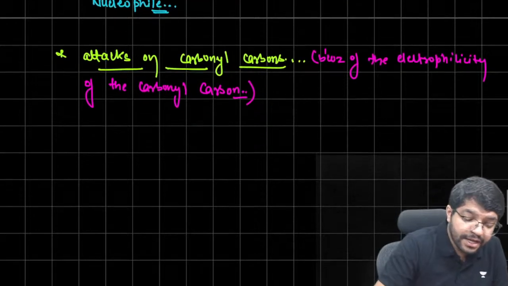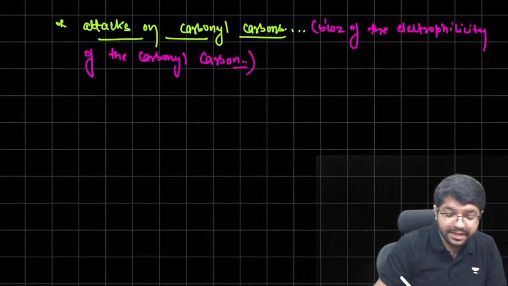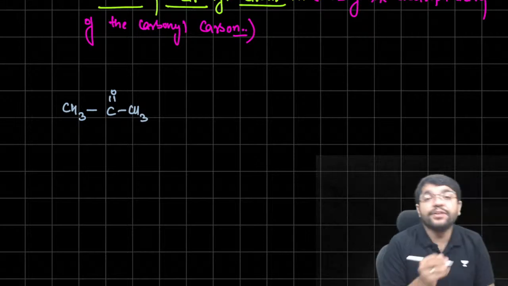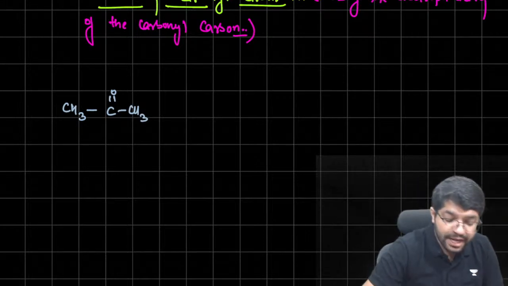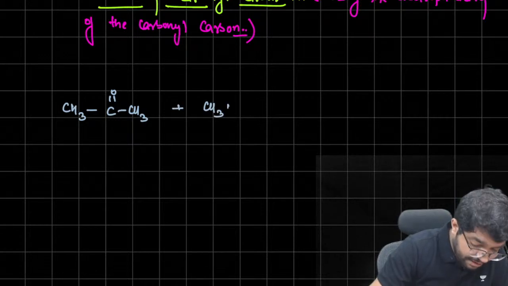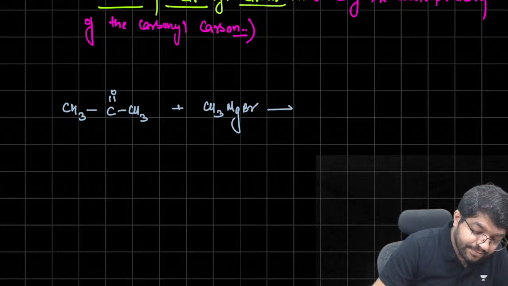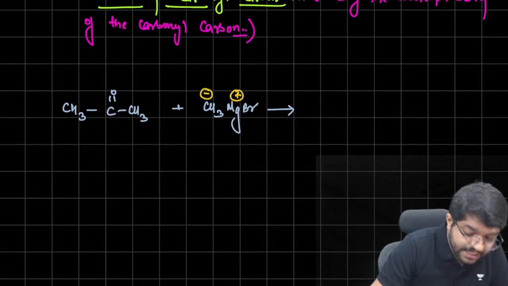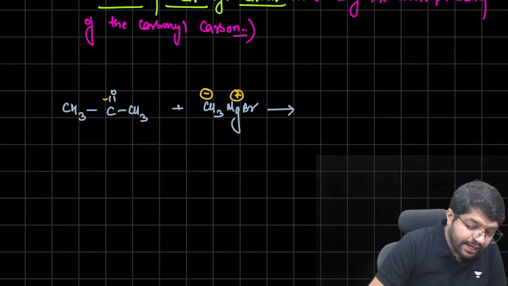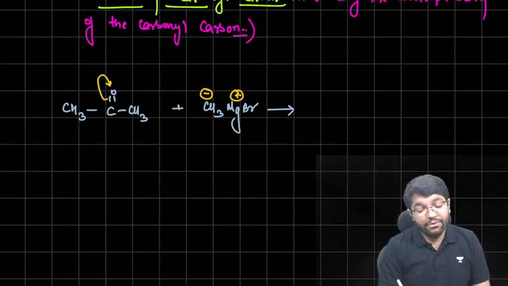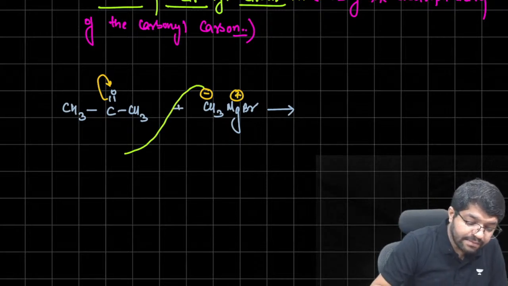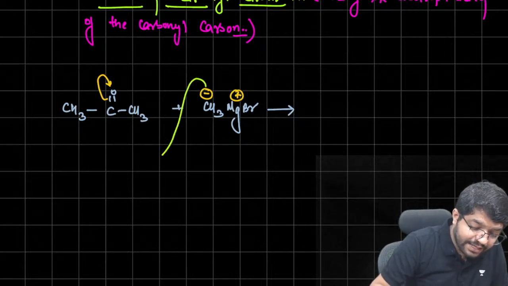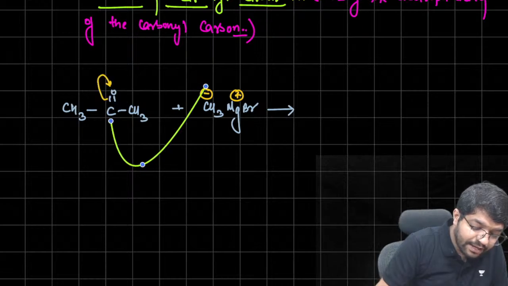Now, how does it do it? Say, for example, I'm talking about CH3, C double bond O, CH3, and I add CH3MgBr. What happens? CH3 is minus, MgBr is plus. All of us know well that in the carbonyl, the shift goes towards the upper side: carbon plus and O minus. So this negative attacks the carbon, a nucleophilic attack.